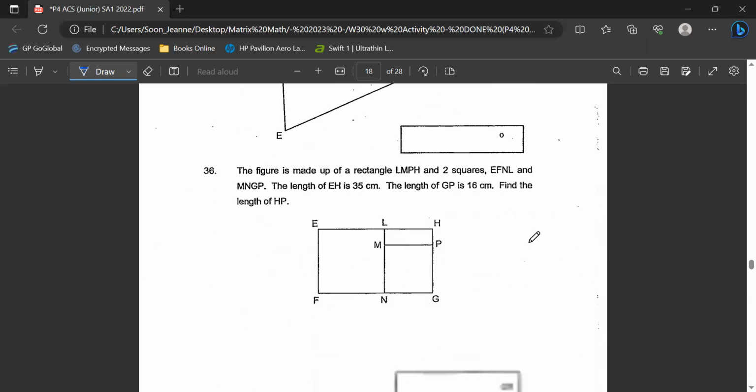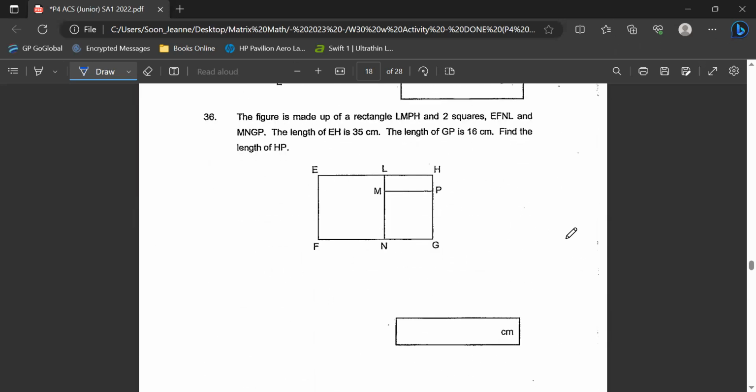which is actually an area and perimeter question. So I think this one is looking more at the perimeter. Okay, since we are doing area and perimeter now, I'll just go through this question. The figure is made up of rectangle LMPH. This is the rectangle, and two squares. Can you see this is the bigger square, and the other one at the bottom of the rectangle is a smaller square. Okay, then they say the length of EH is 35 cm.